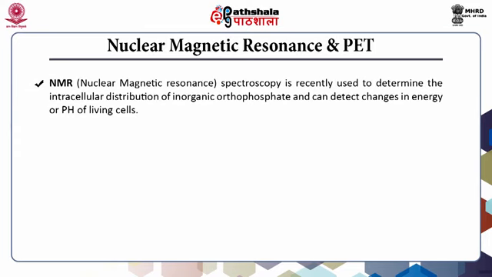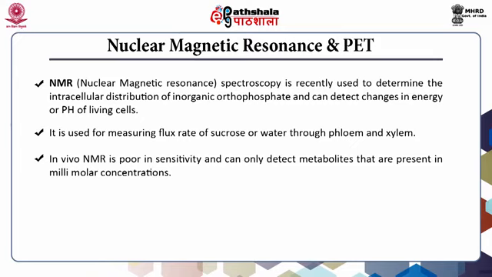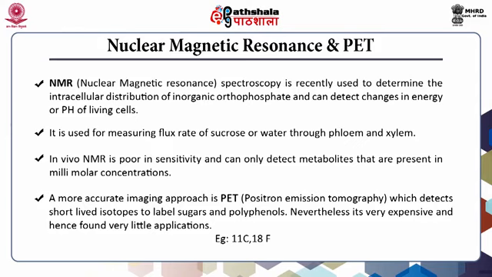NMR, nuclear magnetic resonance spectroscopy, is recently used to determine the intracellular distribution of inorganic orthophosphate and can detect changes in energy or pH of living cells. It is used for measuring the flux rate of sucrose or water through phloem and xylem in plant systems. In vivo NMR is poor in sensitivity and can only detect metabolites that are present in millimolar concentrations. A more accurate imaging approach is PET, positron emission tomography, which detects short-lived isotopes like carbon-11 to label sugars and polyphenols. Nevertheless, it is very expensive and hence finds very little application.